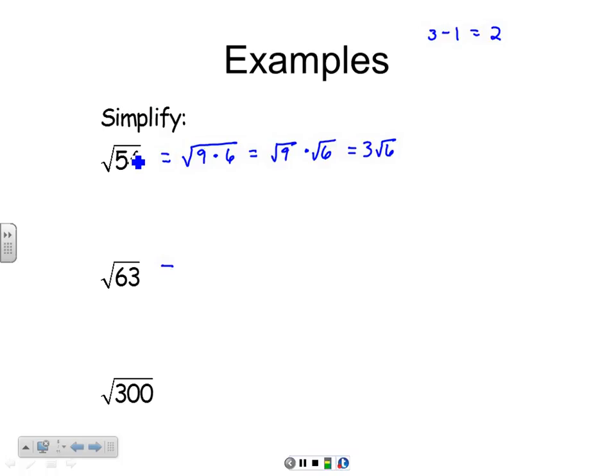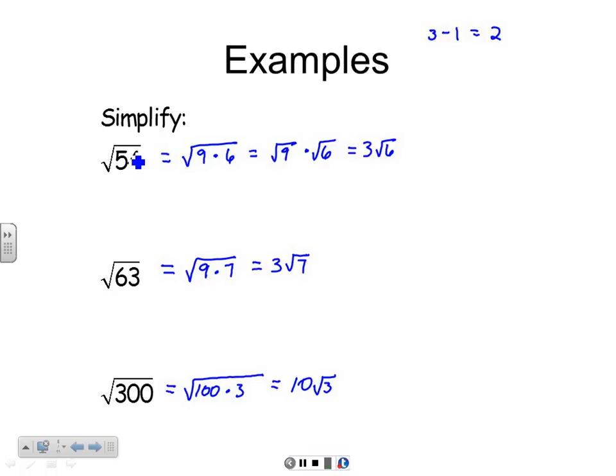Alright, so for the square root of 63, it's going to be 9 times 7. Square root of 9 is 3, so it's going to come out, and you can't take the square root of 7 and get a whole number, so it has to stay under. Square root of 300, there are 2 perfect squares that will go into 300. It's 100 and 25. You always want to go with the highest perfect square, so that you don't have to worry about taking the square root again. So 100 times 3. And the square root of 100 is going to be 10, and you can't take the square root of 3, so that has to stay under.